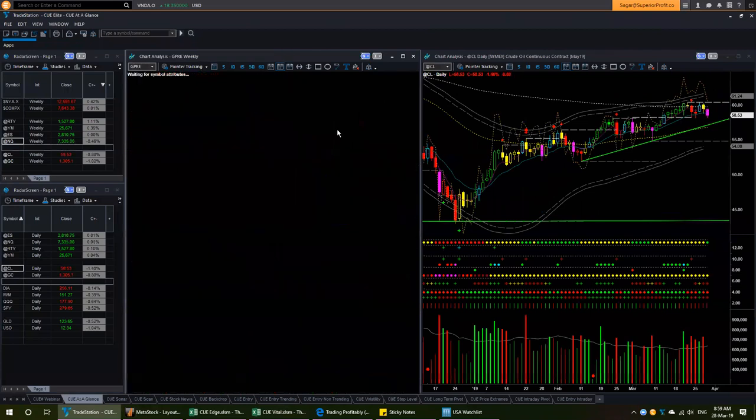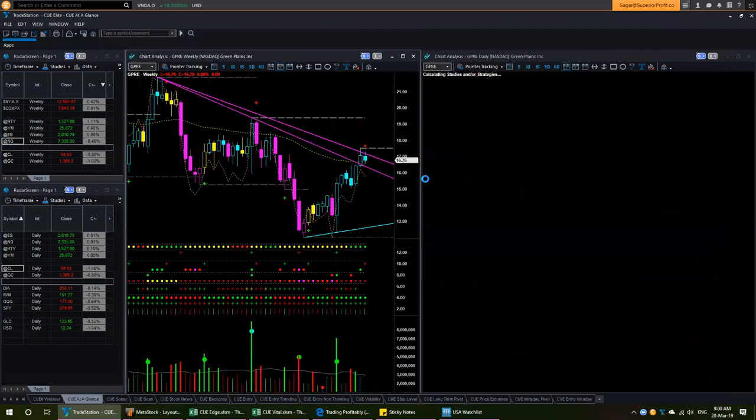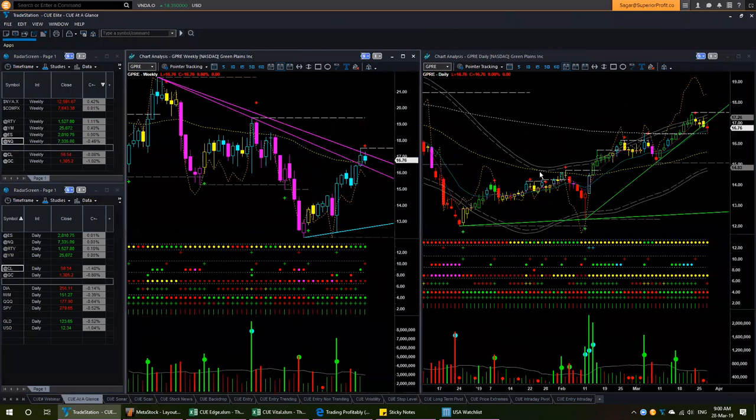GPRE is a stock I was looking at. I think I shared it in the social network page. It came to the memory resistance and tilted down from there in the weekly chart. And in daily, it broke memory support yesterday. It could give a low risk shorting opportunity.